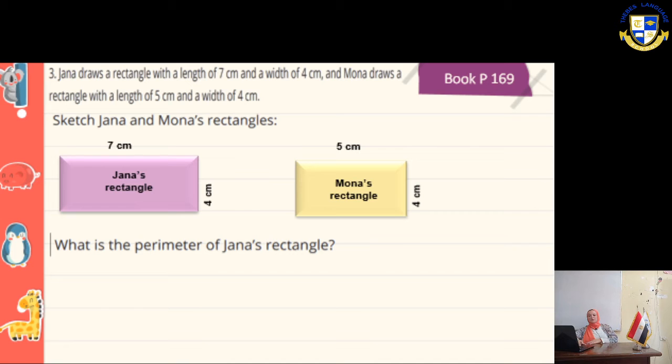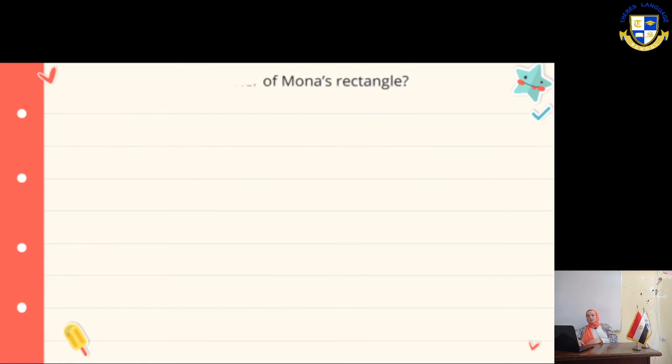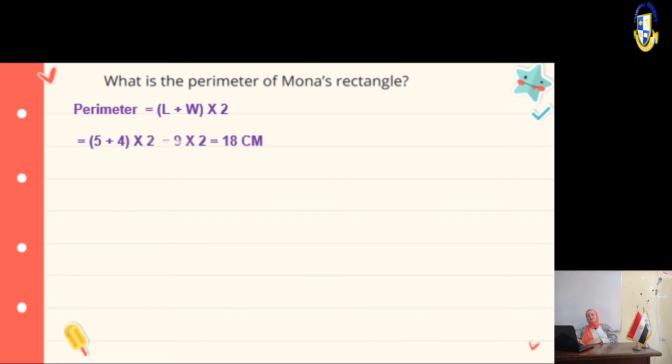The perimeter of Jana's rectangle, remember the rule of the perimeter, length plus width times 2, so it will be 7 plus 4 times 2 equals 11 times 2 equals 22. Okay, in the next page, find the perimeter of Mona's rectangle. So we are going to make 5 plus 4 times 2 equals 9 times 2 equals 18.